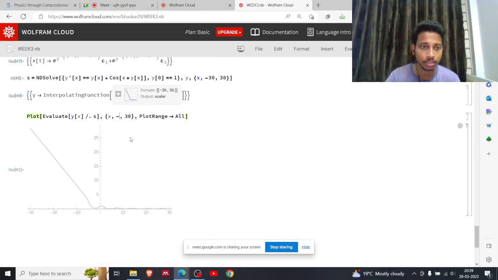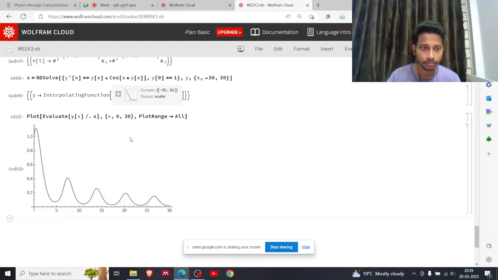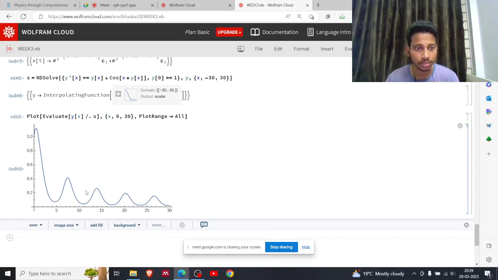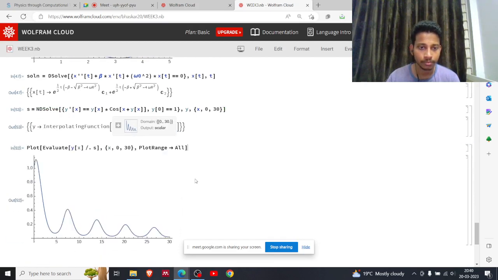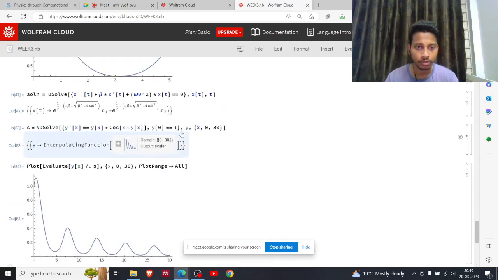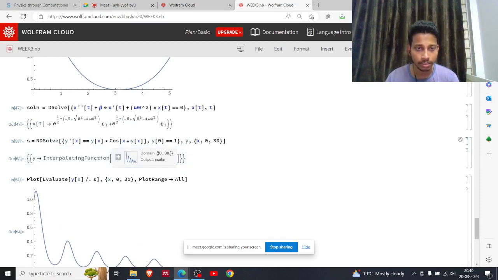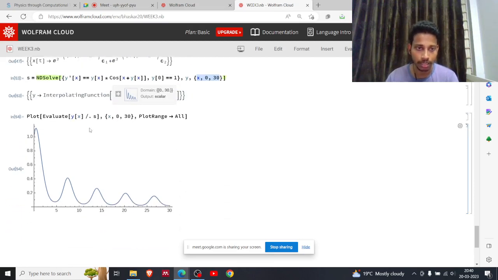Now if I change the range, you can see the plot. Also here if we change this, so basically in this particular line, this x, 0, 30 is actually telling NDSolve to solve this differential equation in this range 0 to 30, and this one is for the plot. Okay.